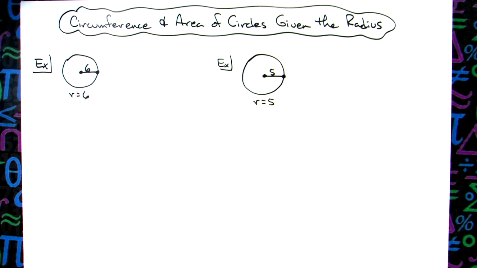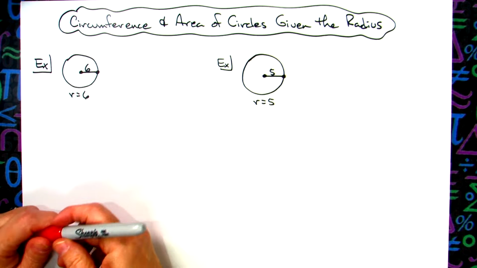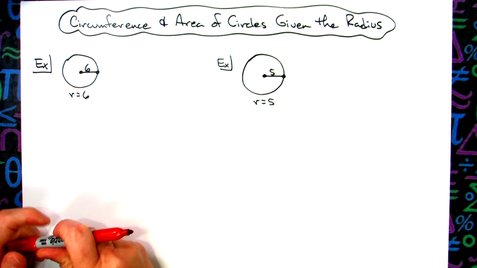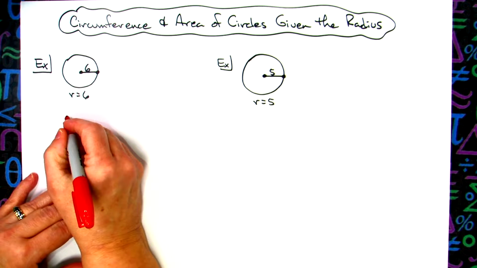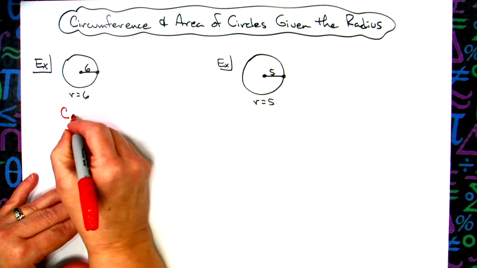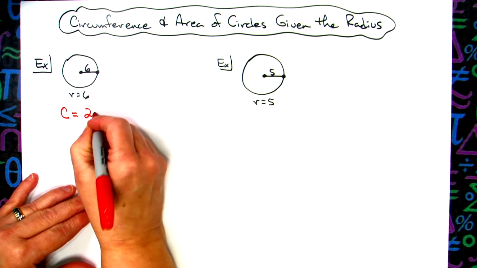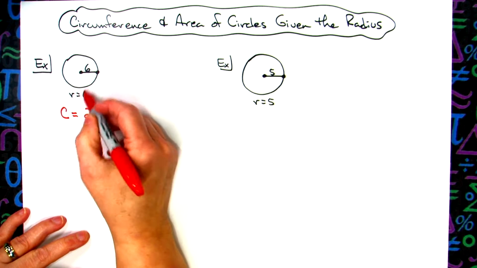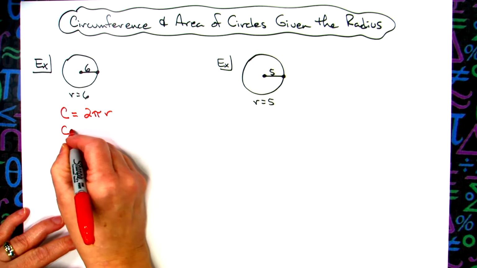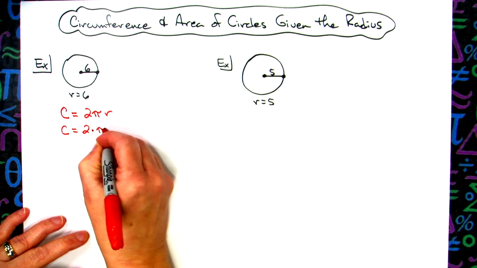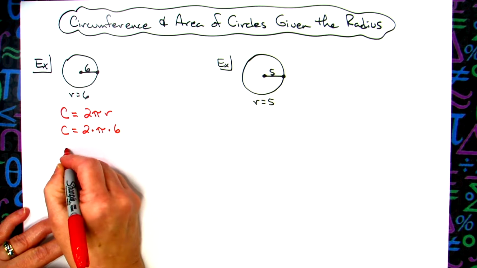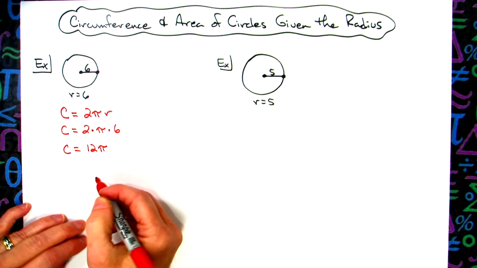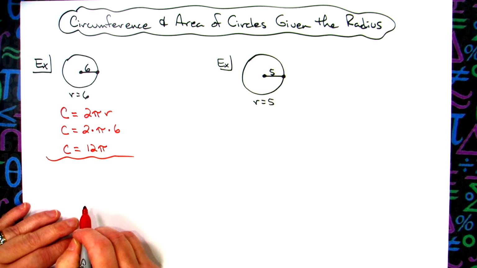In this video, we're going to take a look at the circumference and area of circles when we are given the radius. So in this first example, we've got a radius of 6, and on that one, let's calculate the circumference. To be able to do that, we need the formula: capital C, circumference, is equal to 2 pi r. This is no more than taking that radius r and plugging it in. So we'll have C equals 2 times pi times the 6 for the radius, which will give us an answer of 12 pi.